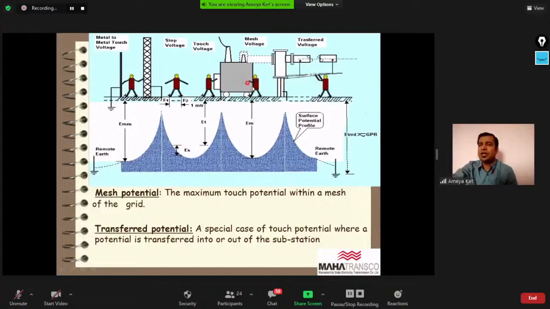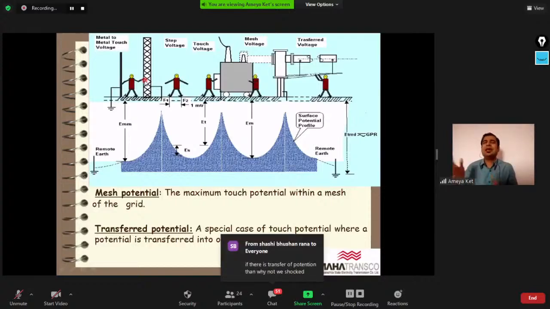Similarly, while touching any equipment, we are creating disturbances in the mesh potentials. Touching any equipment with two hands, that will be a touch potential, as we already discussed. And walking in the substation, we are disturbing the potential across our two legs. That will be a step potential. And when we are touching two different equipments, we are making a metal-to-metal touch potential transfer. So we are doing these things unknowingly. Now you see how many activities we do in the substations.